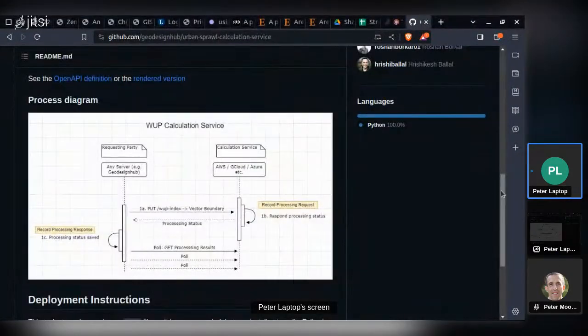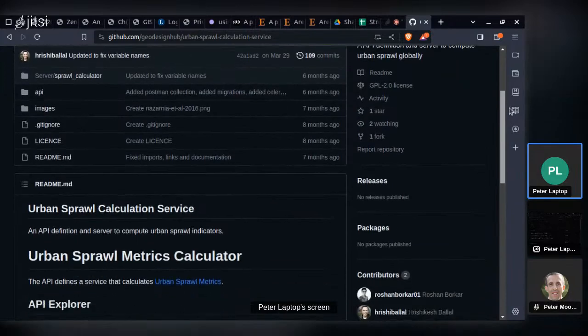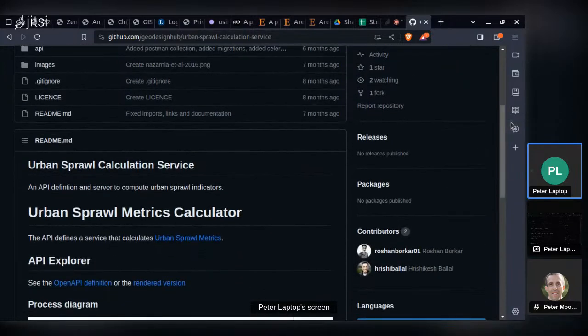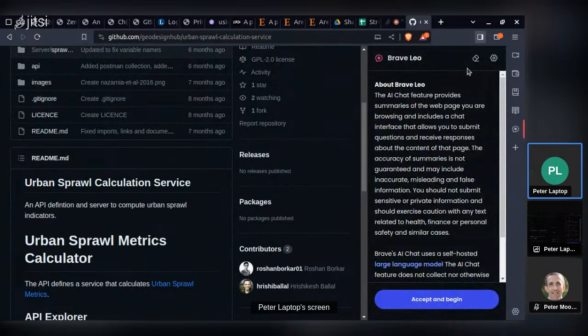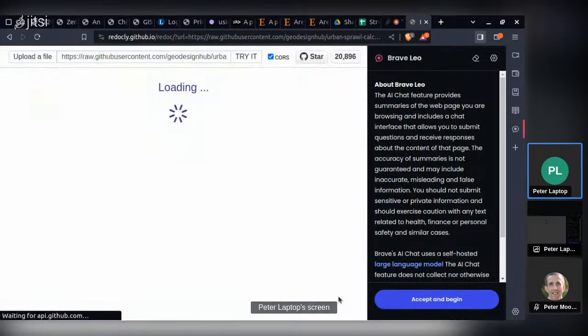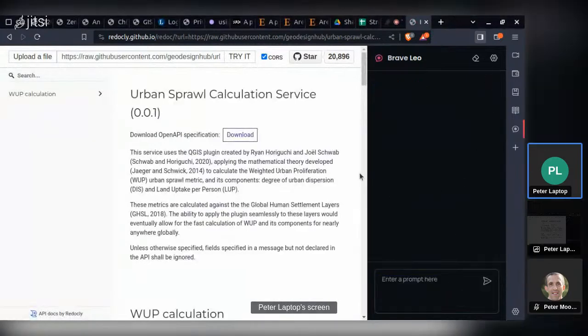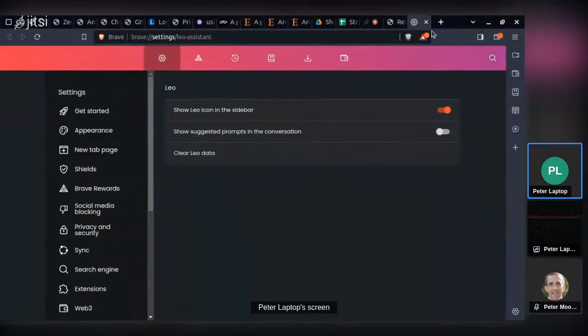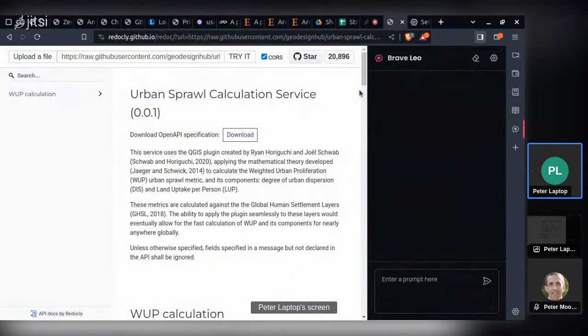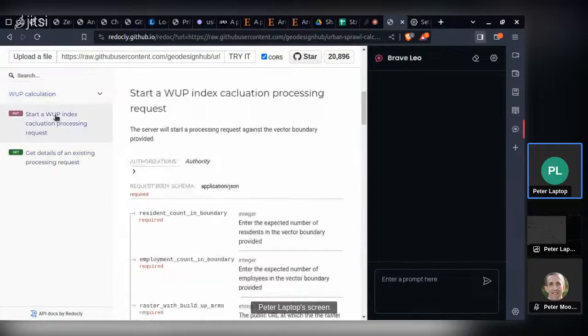Just the rendered version. Okay, good. Rendered version. Yeah, that's the API. It's okay. Yeah. We just go here. Yeah. There. Yeah. Perfect.